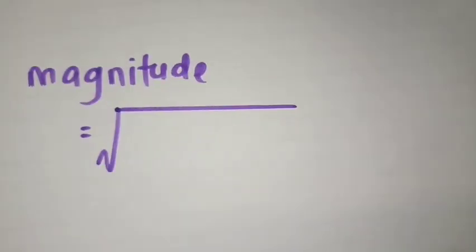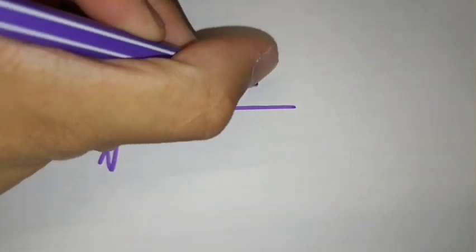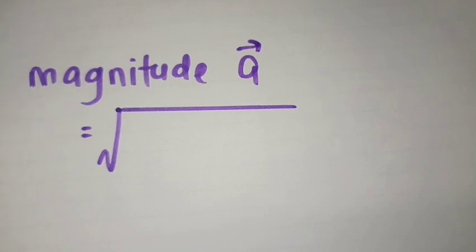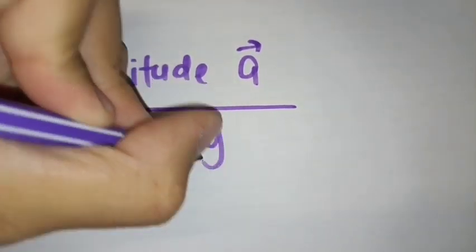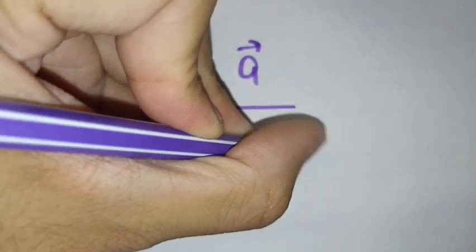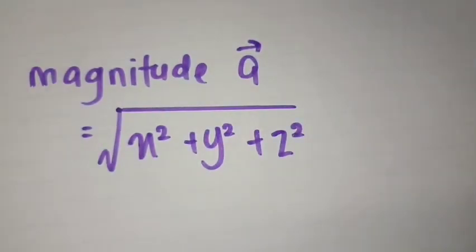Okay, but first, before we move on to the question, it is really important for us to know the formula. So, first, the formula of a magnitude. The formula of any magnitude can be seen as square root of x square plus y square plus z square.